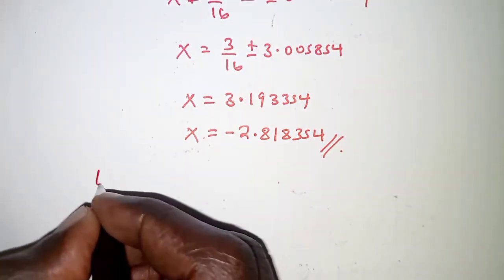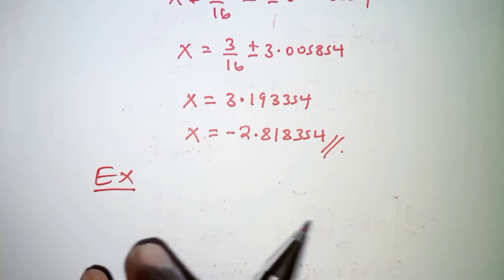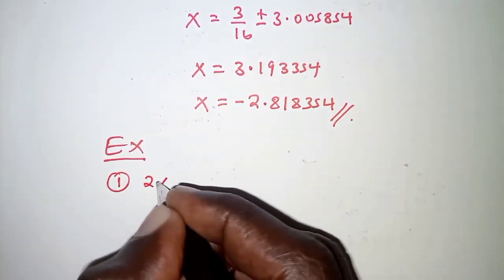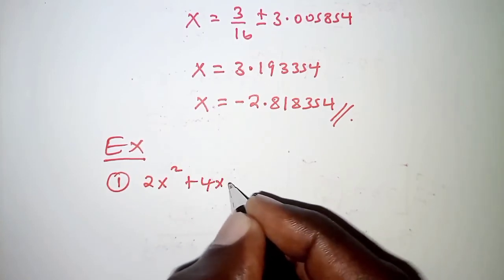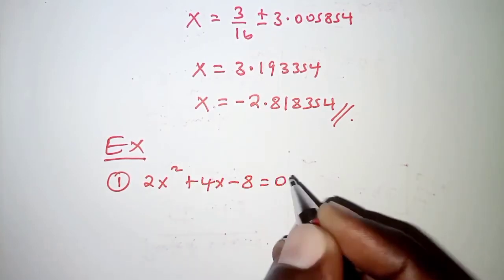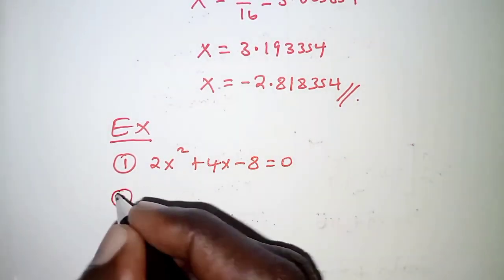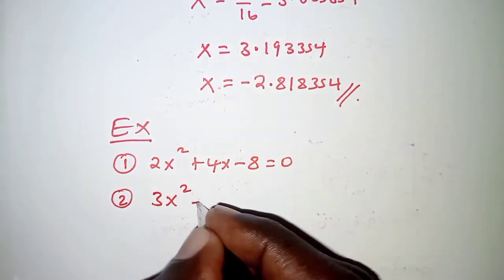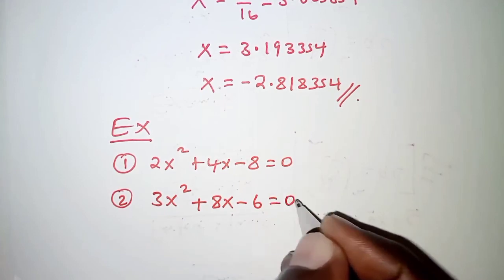So I have an exercise here. Try to solve by completing the square method. The first equation is 2x squared plus 4x minus 8 is 0. And the next one, number 2, 3x squared plus 8x minus 6 is equal to 0.